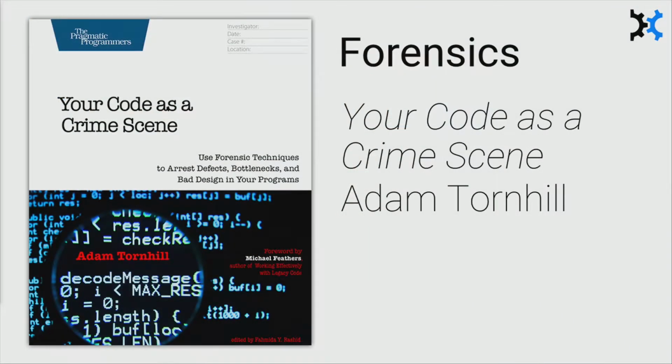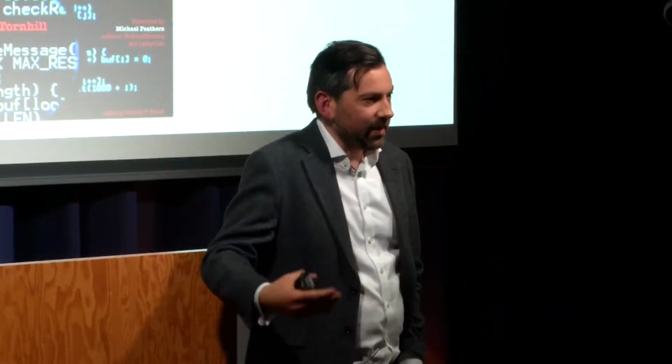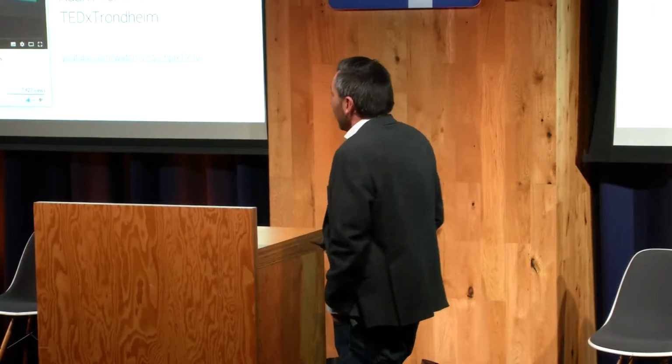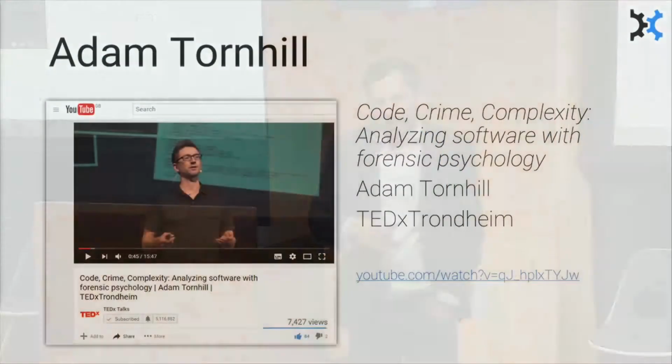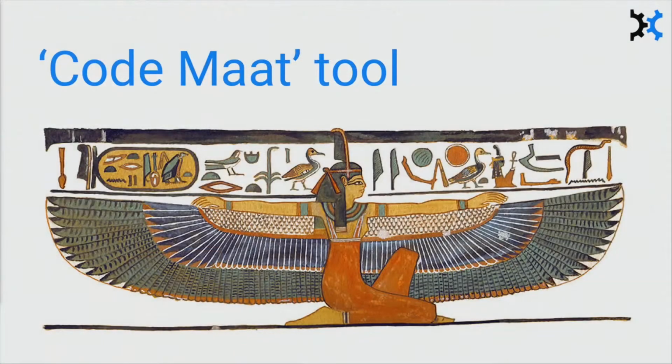Adam Thornhill says Your Code as a Crime Scene. You might think, well, that's kind of a hyped up title. Adam was actually a CSI, a police forensics person. He's mixed his actual police forensics experience with writing compilers and writing code and all sorts of stuff, and has come up with these techniques. So he's using actual crime scene techniques for software. There's a talk on TEDx and various other places, so you'll find him online talking about this stuff. He's written several tools actually, but one of them is called Code Maat.